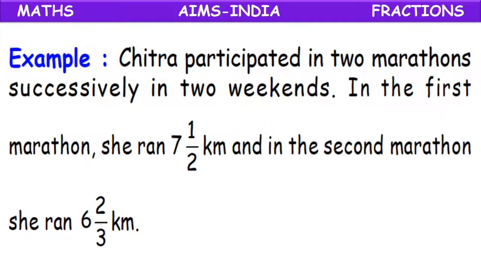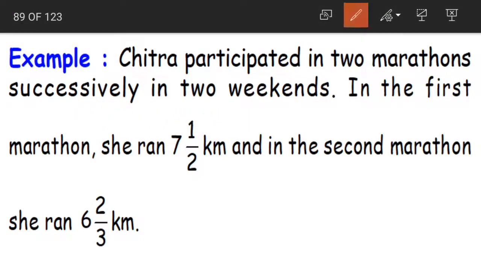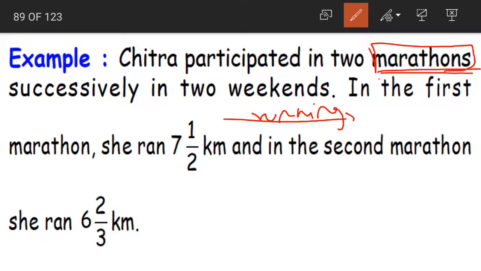Now, first let us understand the question. What did Chitra do here? She participated in 2 marathons successively in 2 weekends. What is a marathon? Marathon is a sort of competition, and also sometimes marathons are not competitions, they are just conducted for the purpose of spreading awareness or for a good cause. Marathon simply means running for a long distance. Okay, when a group of people participate together in such marathons.